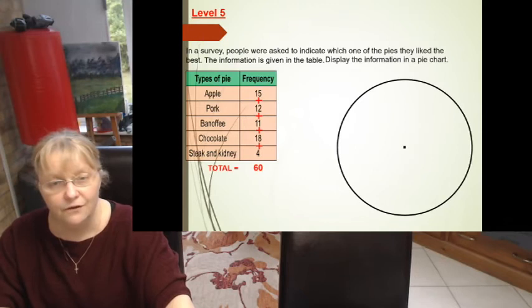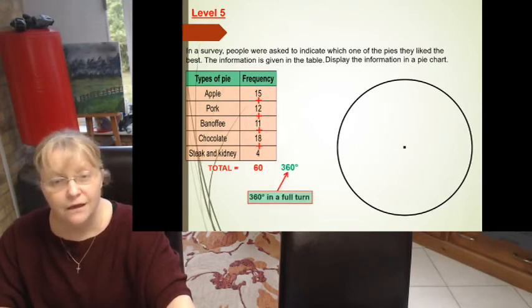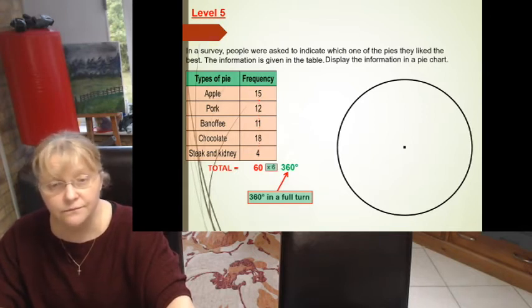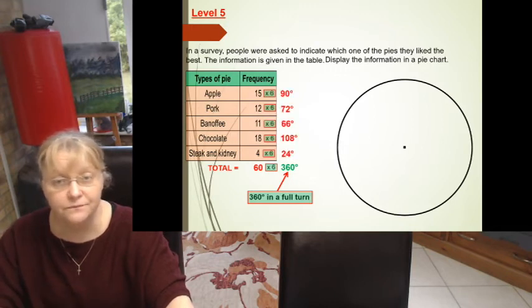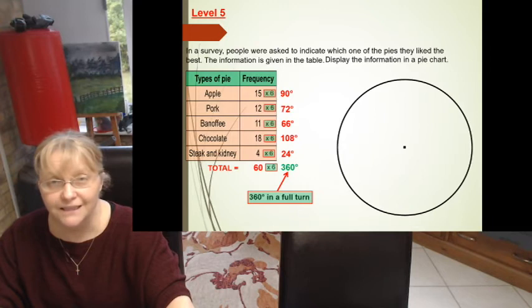Okay, first thing we do is we add up. So remember, 360 degrees is the full circle. So I know that 6 times 6 is 360. So this time I just multiplied everything by 6. Hopefully that's the answers you got as well.